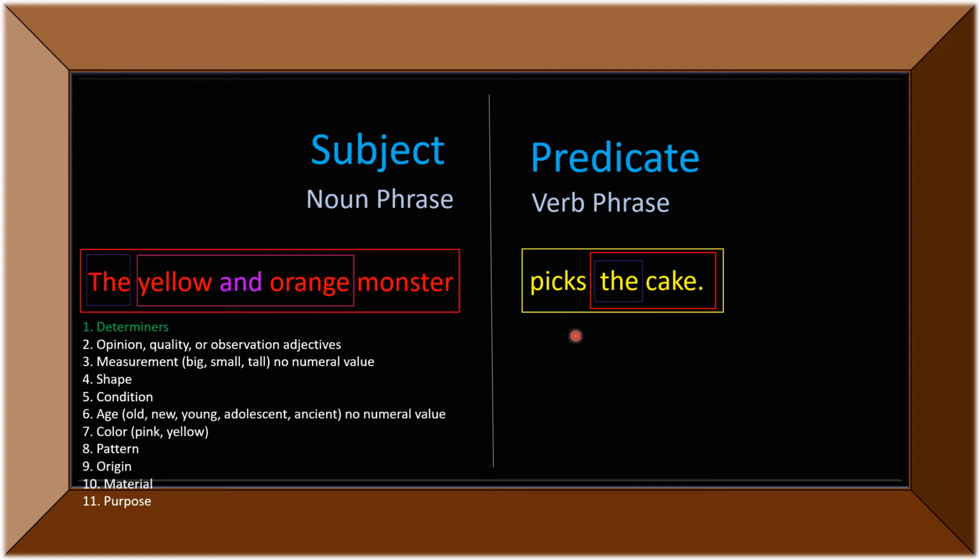Now, picks is a dynamic, transitive verb, and an extensive verb. So the direct object is the cake. The is a definite article and a determiner. Now, cake is not an abstract noun. It's a concrete noun, a countable noun, singular noun, and a common noun. Since this is a declarative sentence, we're going to add a period to the end of the sentence.